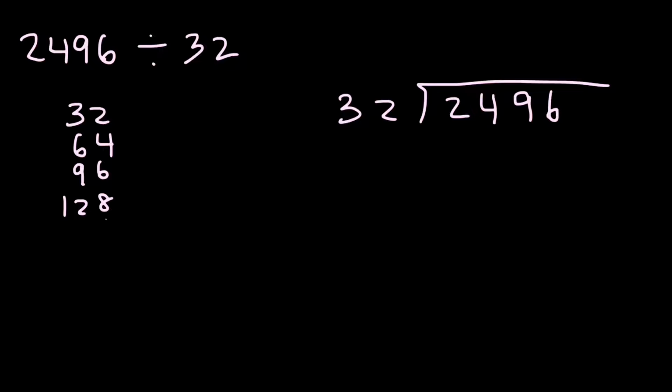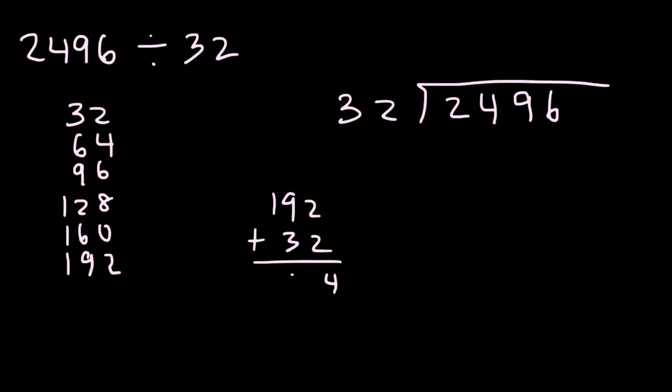Now 128 plus 32, if we add that, 8 and 2 is 10, carry over the 1, 2 plus 3 plus 1 is 6, bring down the 1, that's 160. And if we add 32 to 160, that's going to be 192. And then 192 plus 32, that's 4, 3 and 9 is 12, carry over the 1, that's going to be 224.